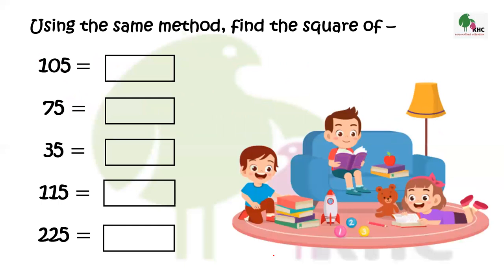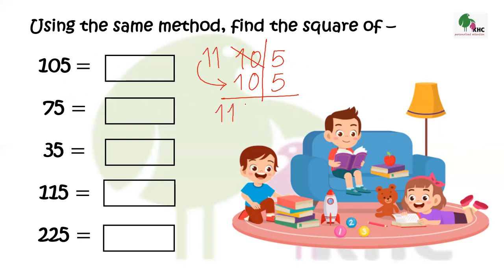Now, using the same method, find the square of 105. So, if you want to find the square of 105, the digits other than 5 are basically 10, right? So, after 10 comes 11. So, you multiply 11 with 10. The answer is 110. On the right, we already have 25. So, the answer is 11025.